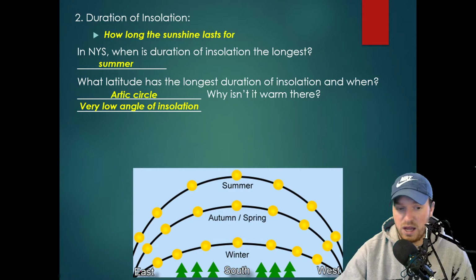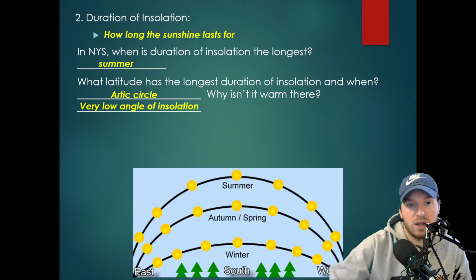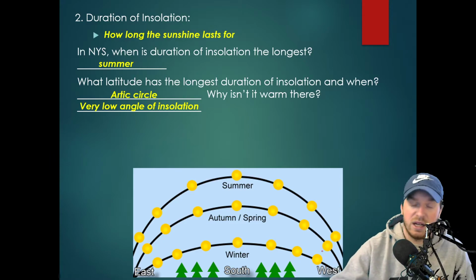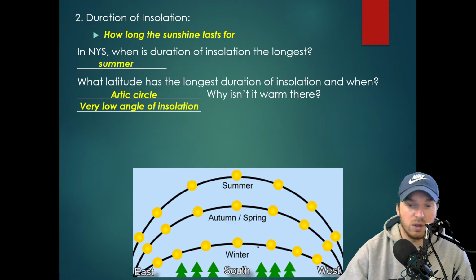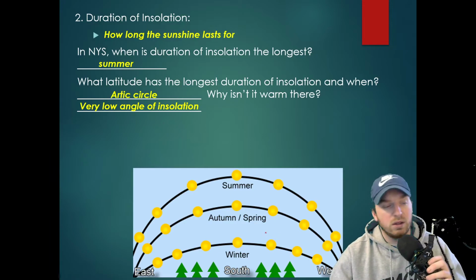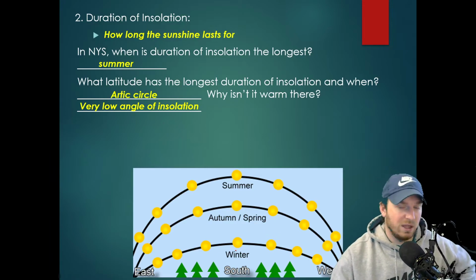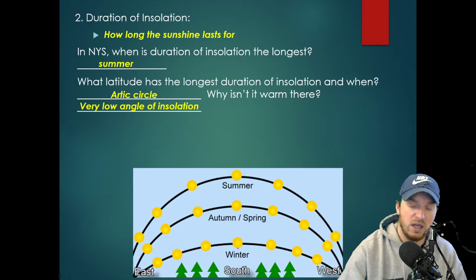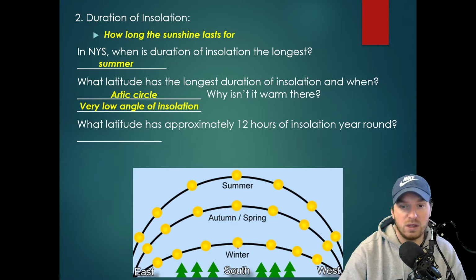The sun can last very long, or can be in the sky for a very long amount of time, but it doesn't really get that angle upwards. It doesn't really get very high altitude up in the sky, and so it has very low angles of insolation for a very long amount of time, and that doesn't really give it a whole lot of heat to be warm. What latitude has approximately 12 hours of insolation year-round?